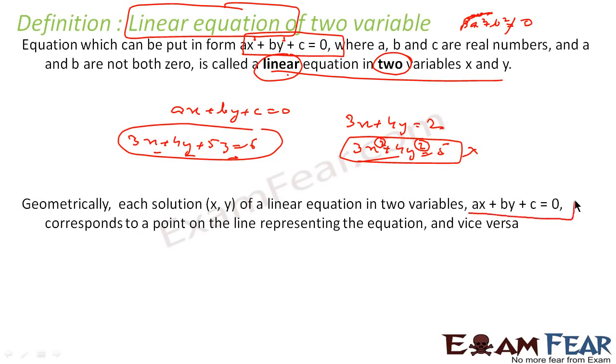Linear equation two variable. Geometrically what happens if you want to find solution of such equations, for example ax plus by plus c is equal to 0, what we have to do? We have to just draw a line for this equation. So the line which is for this equation, every point in the line represents the equation. For example, let's suppose we have x plus y is equal to 1.